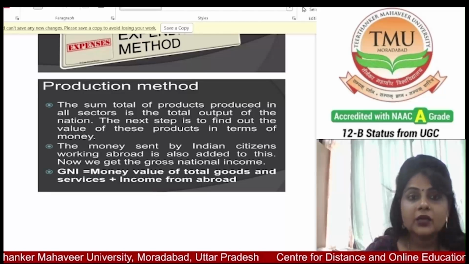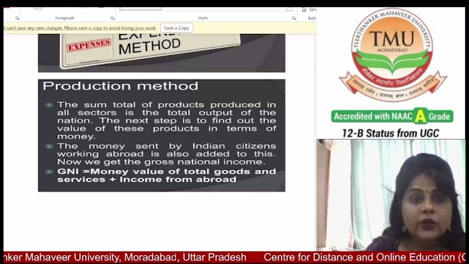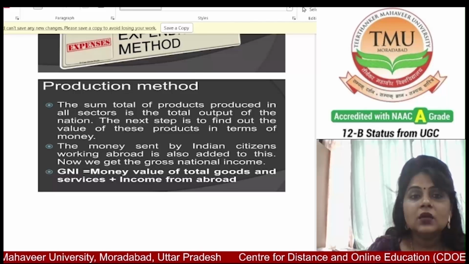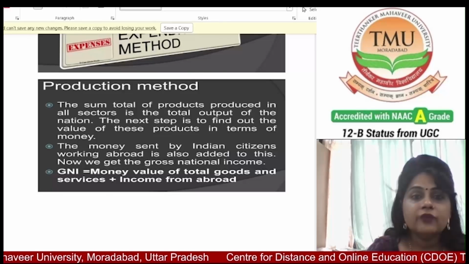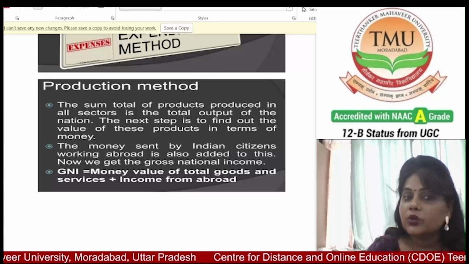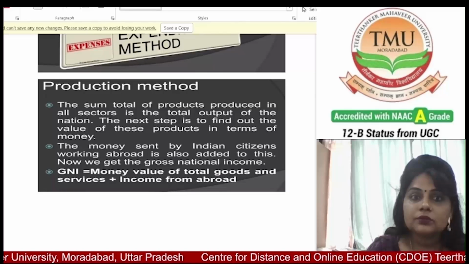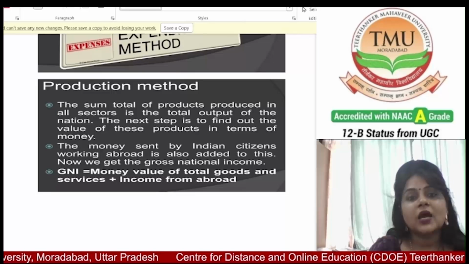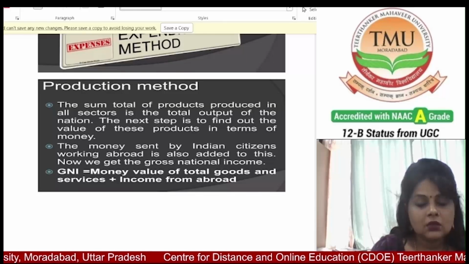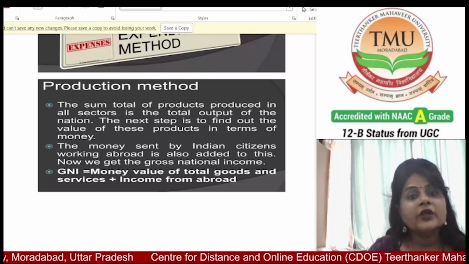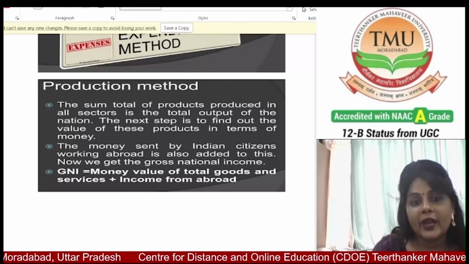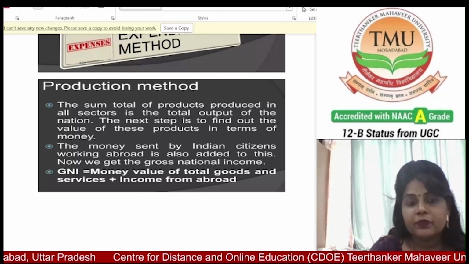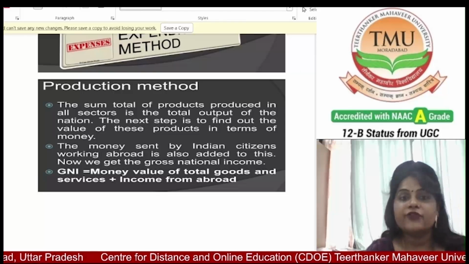Value added method: value added is equal to value of output minus intermediate consumption. Example: a baker needs only flour to produce the goods. Now he purchases the flour from millers as an intermediate good worth rupees 30. He converts the flour into bread with the help of production activities, and sells the bread for 50 rupees.